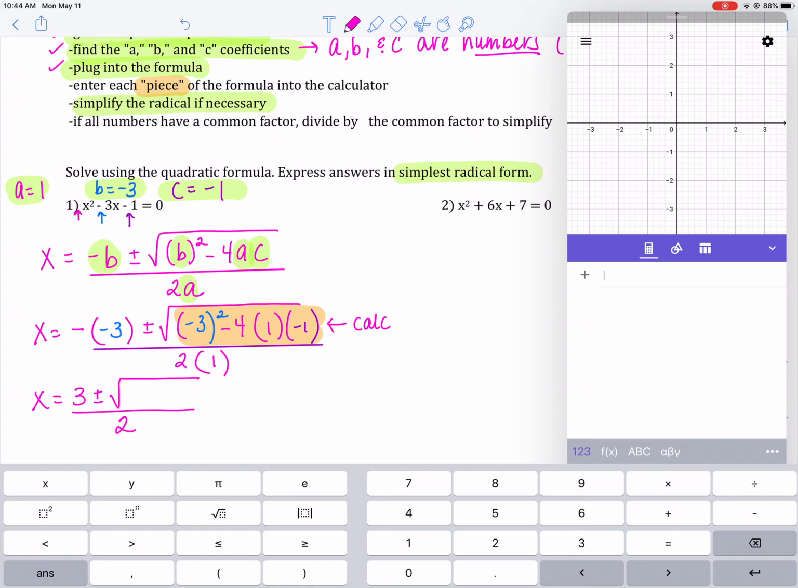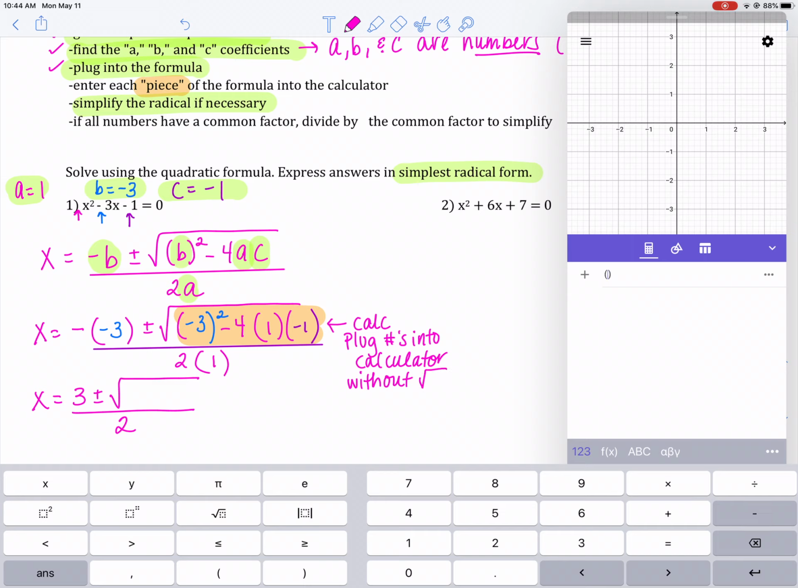Okay, so most important, I'm going to say plug numbers into your calculator without the radical. So watch what I'm going to do.